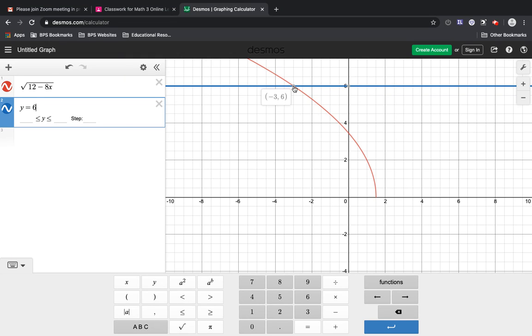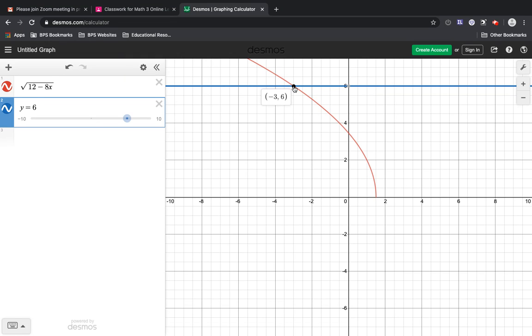Okay. So you look at it here, right on this point. You see y equals 6 is just the line itself. And here is the graph of the square root of 12 minus 8x. As you can see, where they cross is at a certain point, and the x value is negative 3. So by looking at just this graph right here, and putting both of these equations in, I know that negative 3 is going to be my solution.